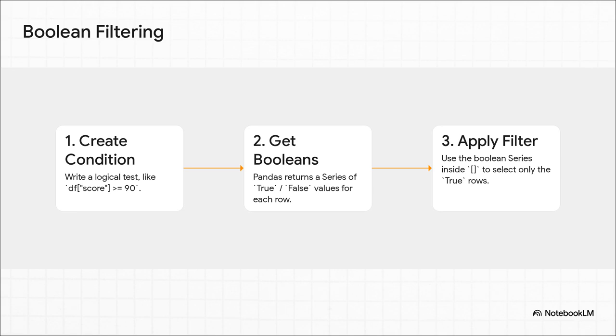First, you write a condition that results in either true or false for each row. Second, Pandas gives you back a whole series of just true and false values. And third, you just stick that Boolean series inside the selection brackets of your data frame, and like magic, Pandas will only show you the rows where the value is true.